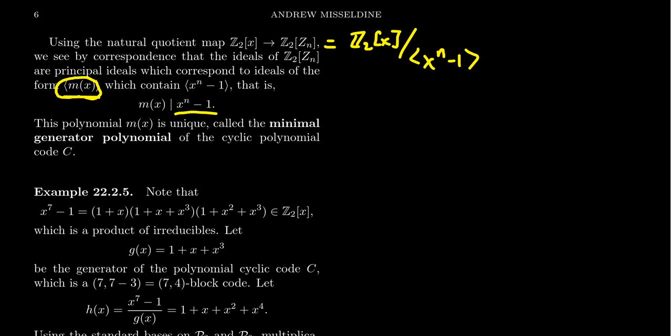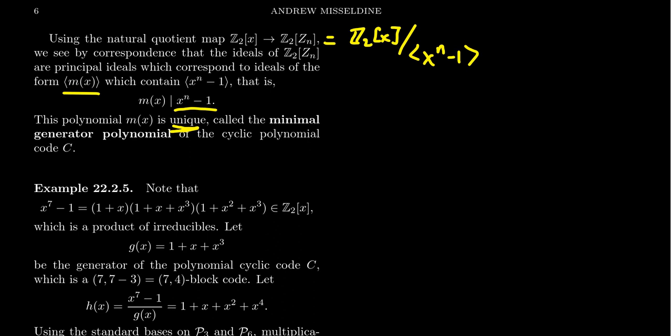And so given a cyclic code, it has this unique generator. We call that the minimal generator polynomial of the cyclic code. Now, can I say it's unique? Because a principal ideal's generator is only unique up to association, but in Z2[x], the only unit is one. I mean, literally, the only unit is one. And so m(x) doesn't have any associates. It is, in fact, unique in that situation.